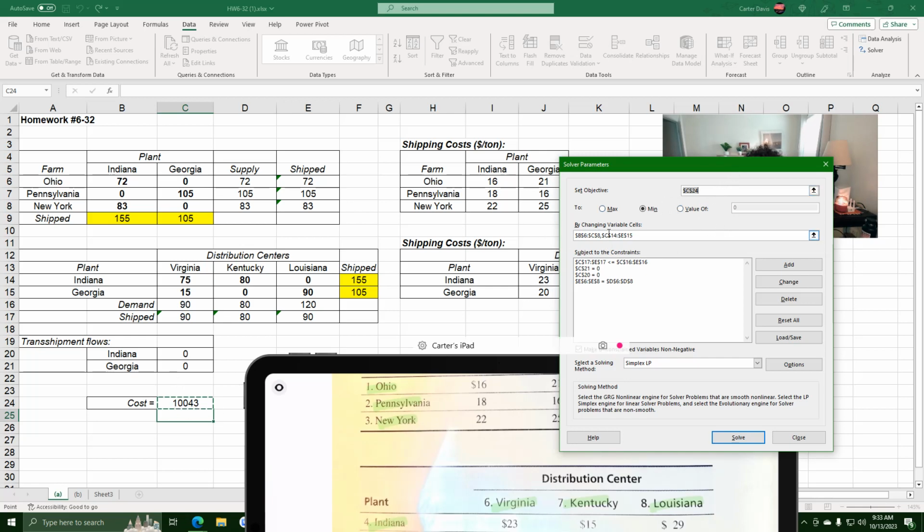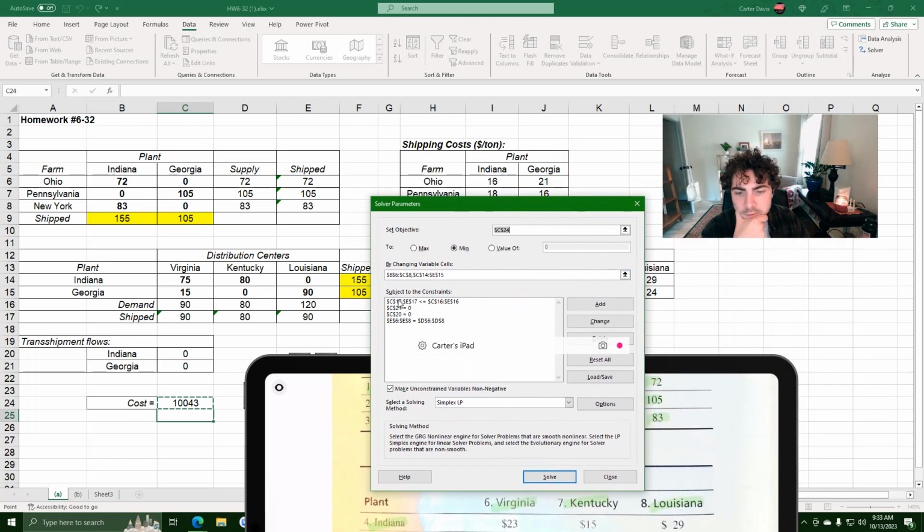Changing variable cells, they have multiple. They have the bold values here and then the bold values here. And then, what is this? They're doing C17, C18. So all these have to be less than or equal to C16.